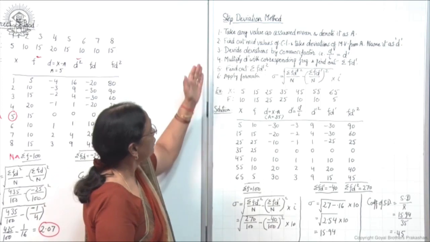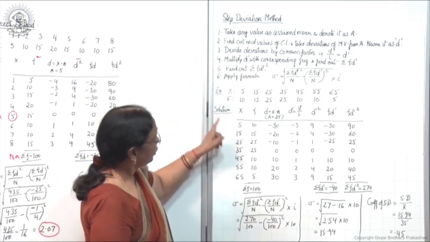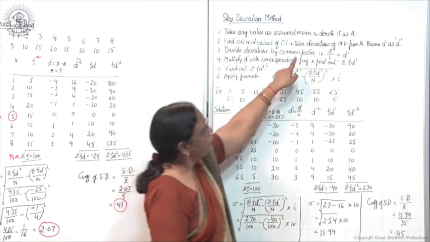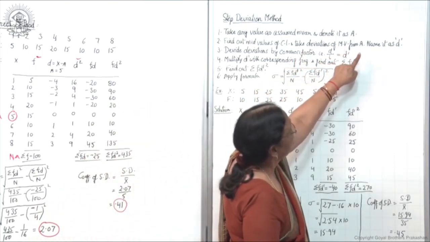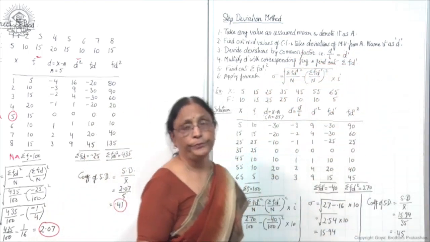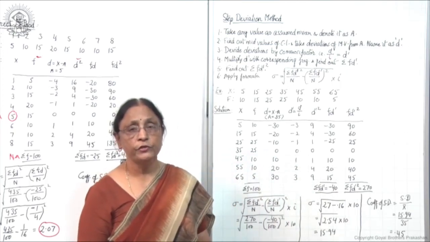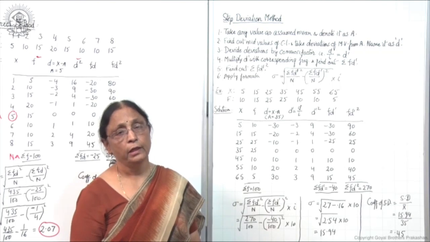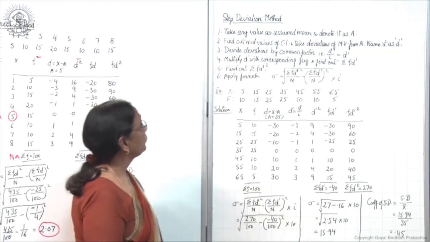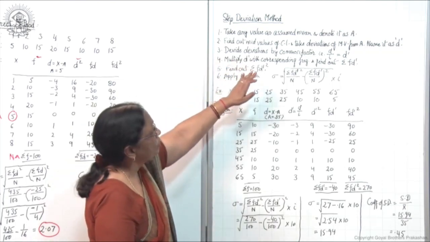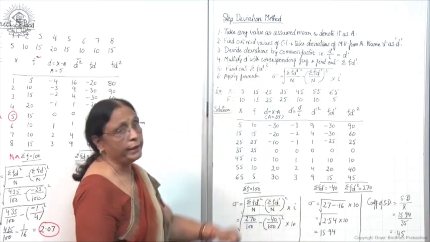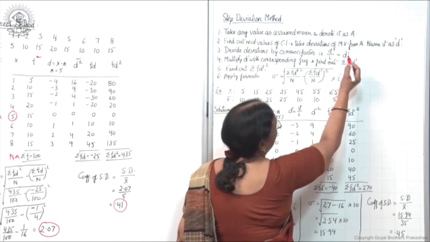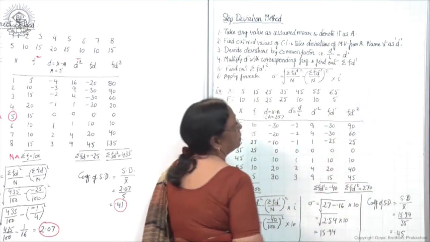So, in the case of discrete series, whatever x values are given, take deviations from A, name it as D. Take out deviations from A of the x column, x minus A, and that will be D. Divide deviations by common factor, that is D upon I, and when you divide D by I, then it becomes D dash.